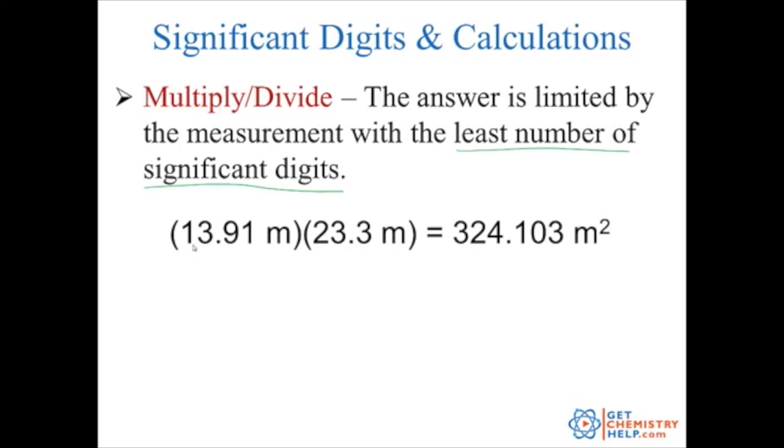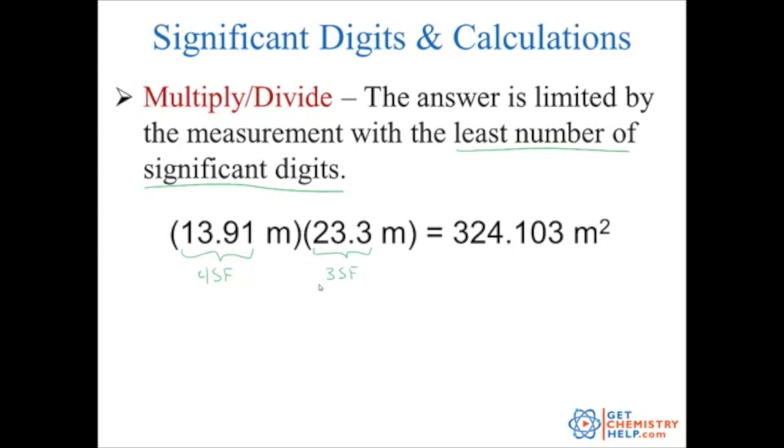Well, let's say I have this calculation here. So I take 13.91 meters, I multiply it by 23.3 meters, and that equals 324.103 meters squared. Okay, well, the precision or the significant digits of my answer is limited to whatever the least precise or the least number of significant digits were that went in. So this one, we can see, has 4 sig figs. So this one is precise out to 4 significant digits. This one is precise out to 3 sig figs.